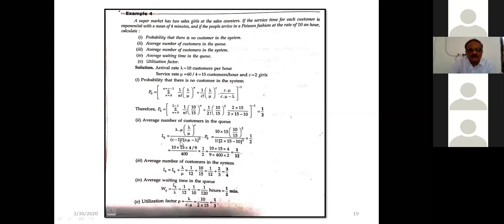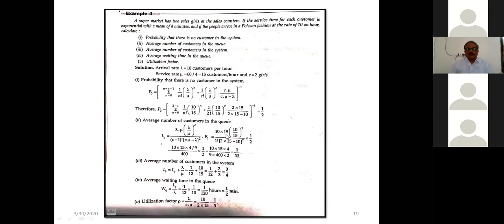Average number of customers in the queue, LQ, is equal to this factor multiplied by P0. The value of P0 is known, so you will calculate LQ. Average number of customers in the system, LS, is equal to LQ plus lambda by mu. You will get the value. Average waiting time in the queue, WQ, will be LQ upon lambda. You will get the value. And finally, utilization factor, rho, that is lambda upon C into mu. So it is 1 by 3.